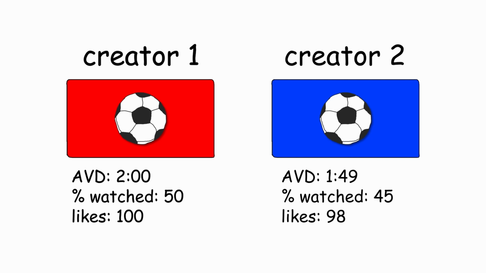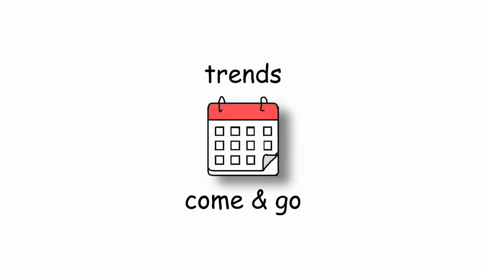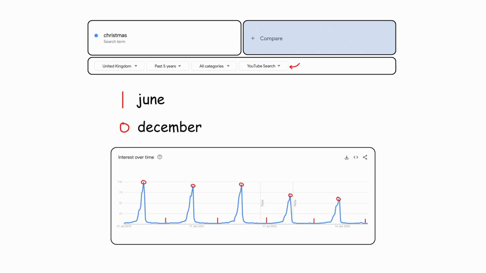But here's the thing: if 2 creators make videos on the same topic, the algorithm will favour the better performing video, even if a creator thinks their video is doing well. But with YouTube, timing is everything, and trends come and go. For example, a Christmas video will always perform better in December than in June.